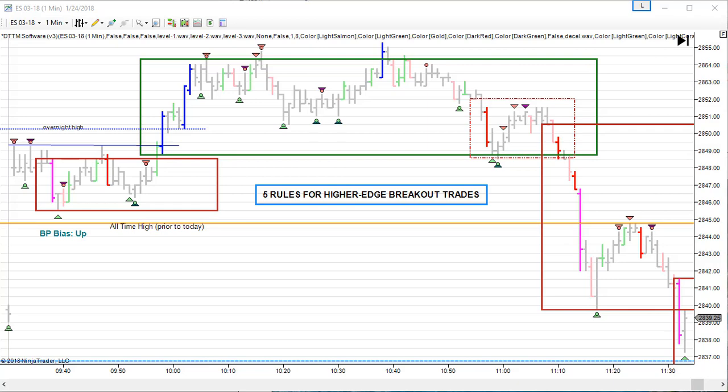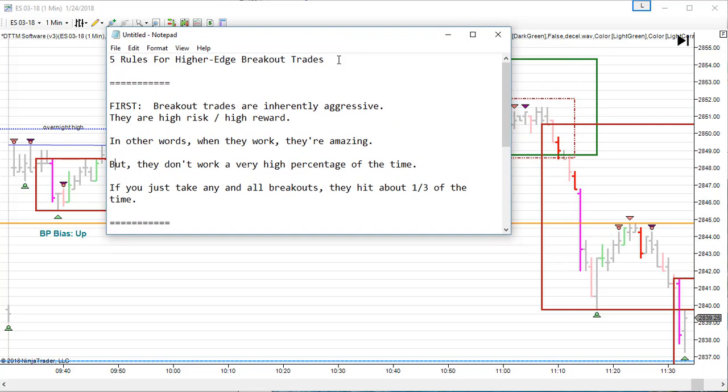Let me talk about a few things first. Number one, you have to realize that breakout trades are inherently aggressive. They're a high risk, high reward trade. In other words, when they work, they're great. There's nothing more fun than riding the momentum of a breakout train when it just takes off and you're on board. That's wonderful. The problem is they don't really work all that often if we're being realistic about it. In fact, if you just take breakouts blindly, they're going to work roughly a third of the time. So that's the first thing.